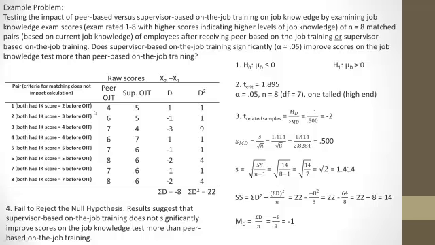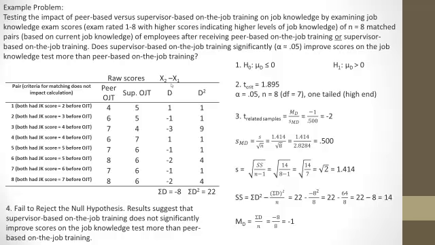Okay, so same process, same math, same formulas as before. But in this case, for step 1, when we state our hypothesis, we're expecting that supervisor based on the job training significantly improves scores on the job knowledge test more than peer based. So now we're being specific. Let's say we did some research and we think that supervisor based on the job training is superior to peer based on the job training.